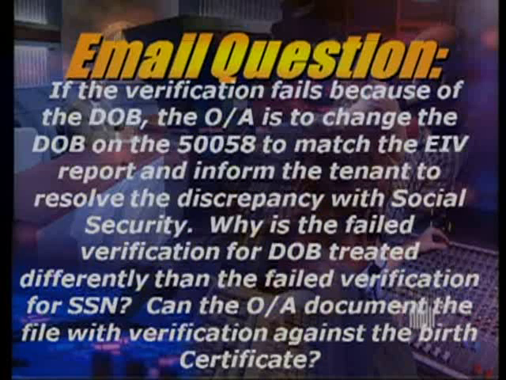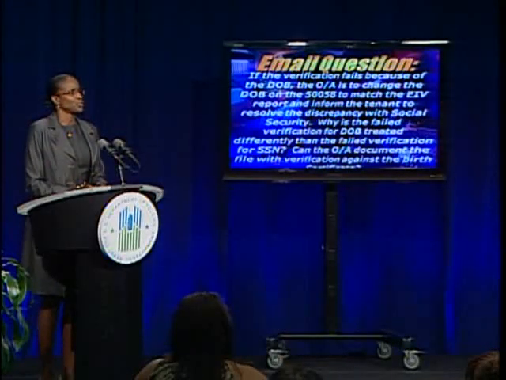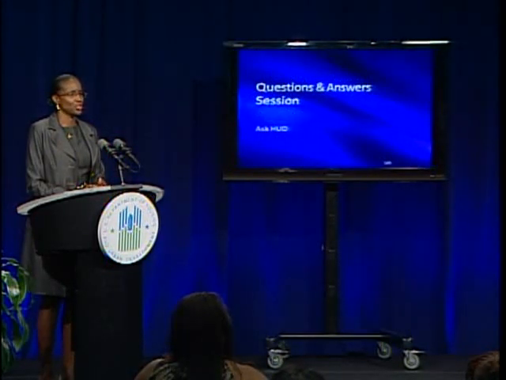Okay, if the verification fails because of the date of birth, the owner agent is to change that date of birth on the 50058 to match the EIV report and inform the tenant to resolve the discrepancy with Social Security. Why is the failed verification for DOB treated differently than the failed verification for SSN? Can the OA document the file with verification against the birth certificate? Well, first of all, since you're using the terminology O/A, owner agent, that suggests to me that you're not a PIH program administrator, but a multifamily housing program administrator, which utilizes the 50059.